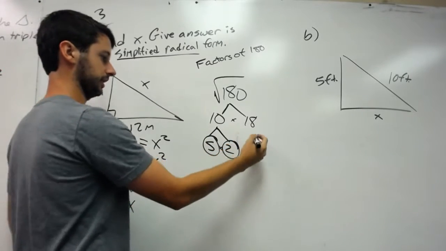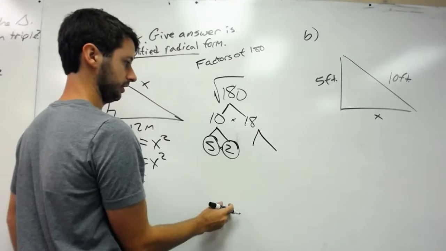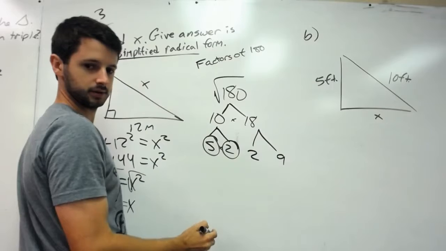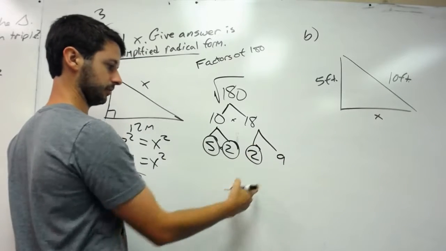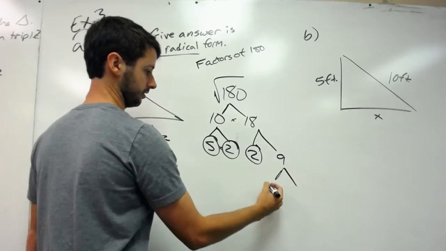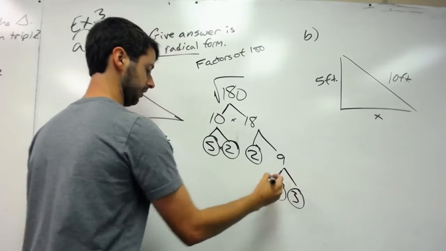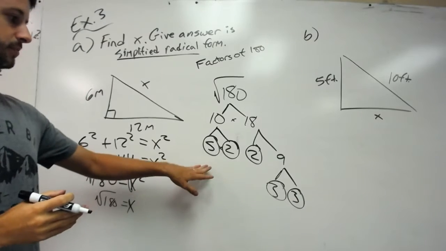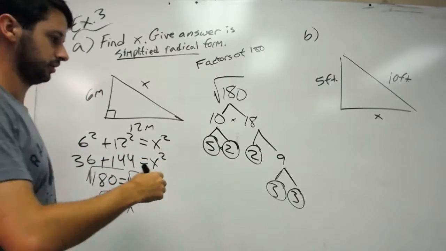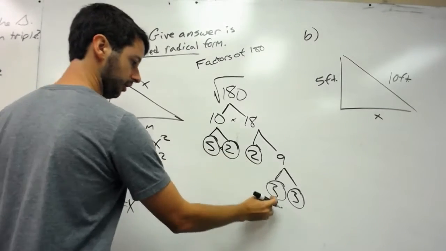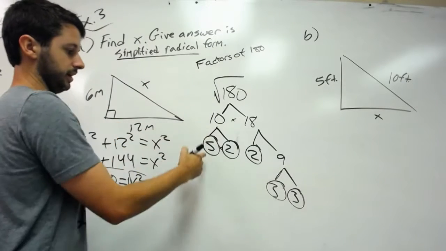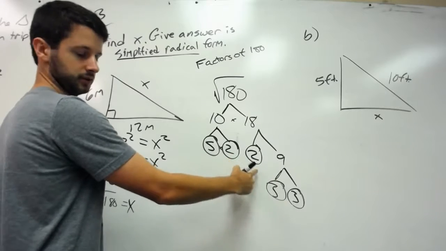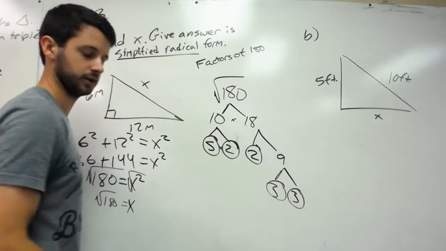Look at 18. It can be multiplied by 2 and 9. Well, 2 is a prime number, so I can circle that one. 9 is not. It still has 3 and 3. Now those are prime numbers, so this is what we're left with. If I multiplied all of its prime numbers, they would equal 180. 5 times 2, 10, times 2, 20, times 3, 60, times 3, 180.